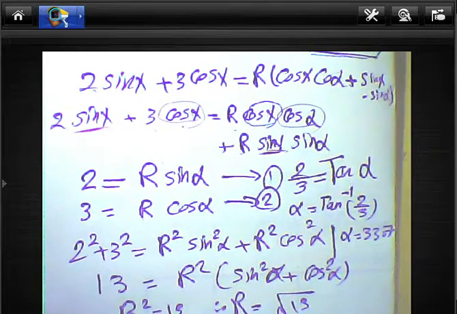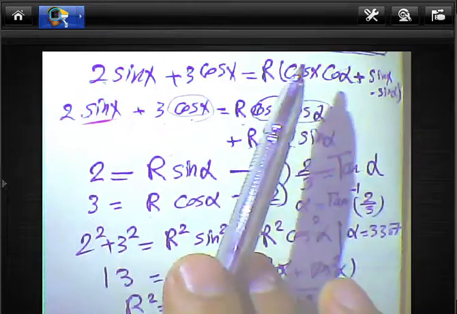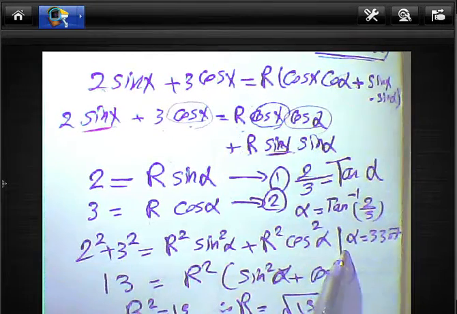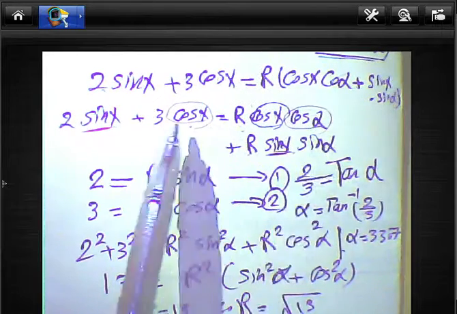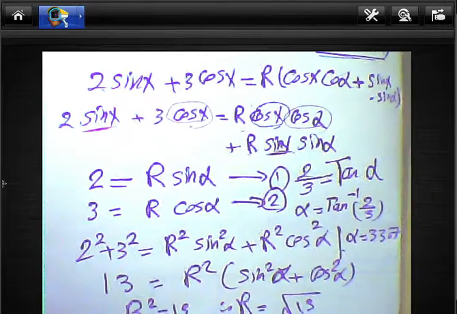And you can find x. Let r equal square root of 13 and alpha equal 33.7; here is the relation, and we can find the result for x.